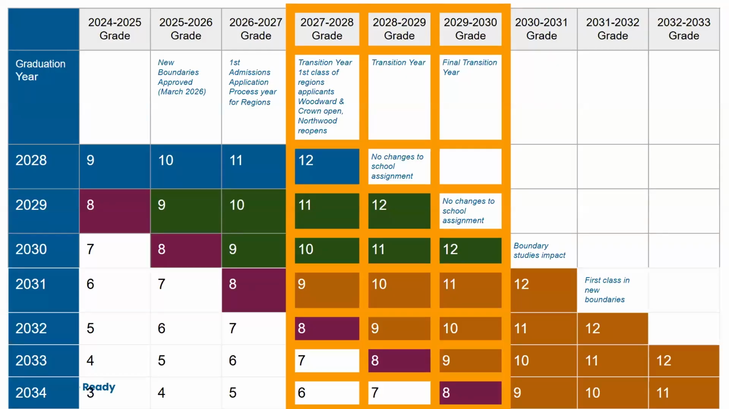This chart shows that beginning in 27, there will be 3 years of transition where the current model is phased out and the new model is phased in. Okay, so next slide, please.